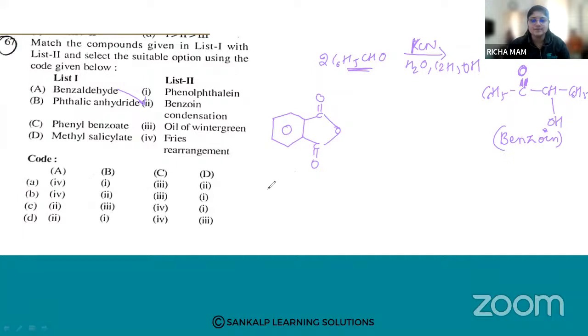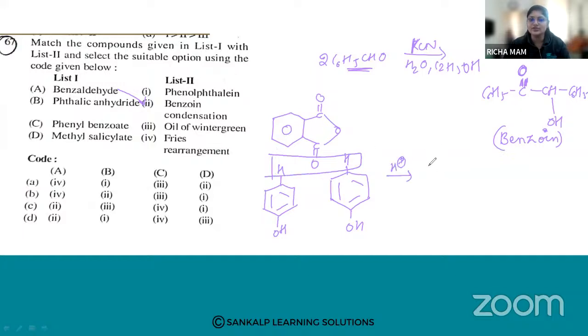Phenol groups, OH. Two phenol groups, OH. So the hydrogens and your oxygen will get combined, and in the acidified reaction, what will you get? You will get the structure of the phenolphthalein indicator.